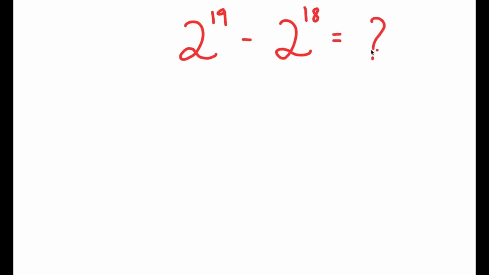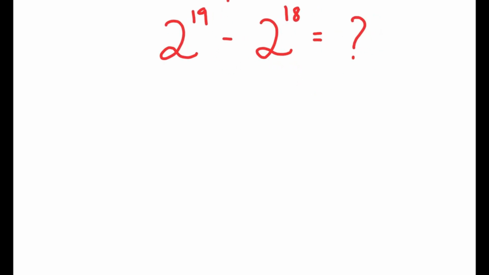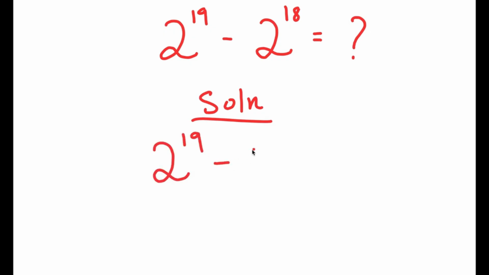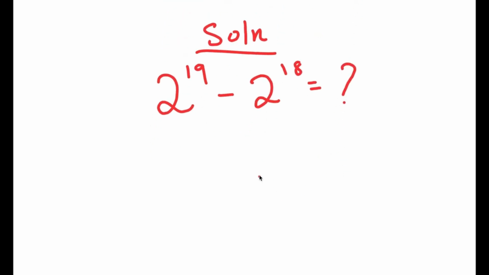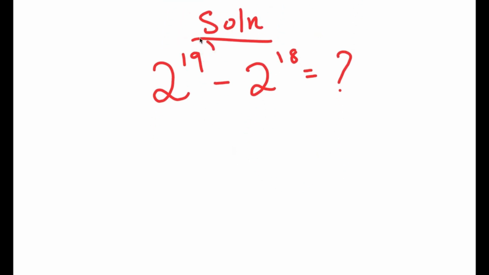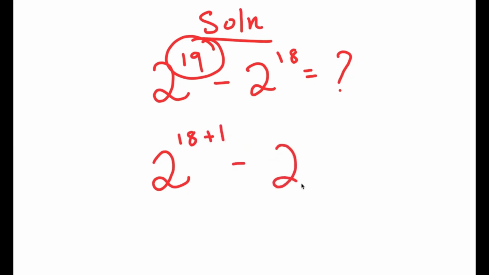So in this video, I'm going to solve the problem 2 to the power of 19 minus 2 to the power of 18. So I want to find the value of this problem. For my solution, I'm going to start by rewriting my problem here: 2 to the power of 19 minus 2 to the power of 18. And to start off, I'm going to rewrite 19 as 18 plus 1. So I get 2 to the power of 18 plus 1 minus 2 to the power of 18.